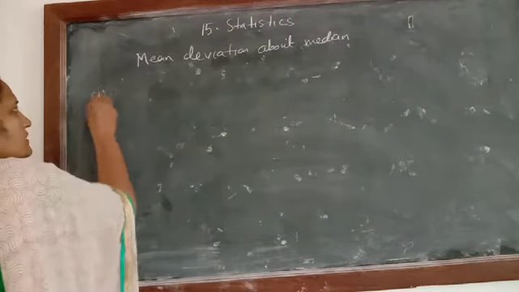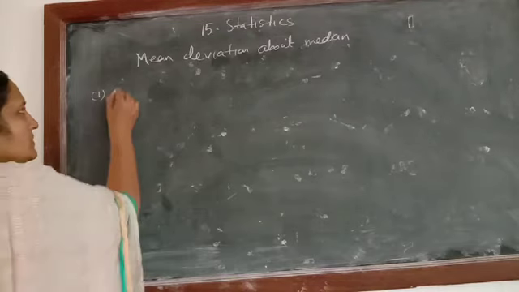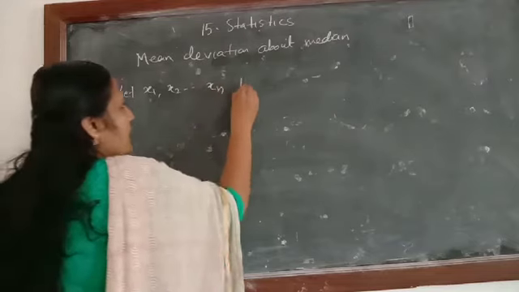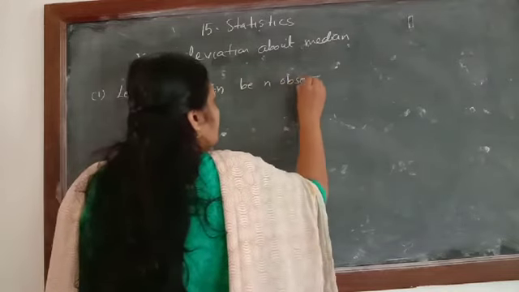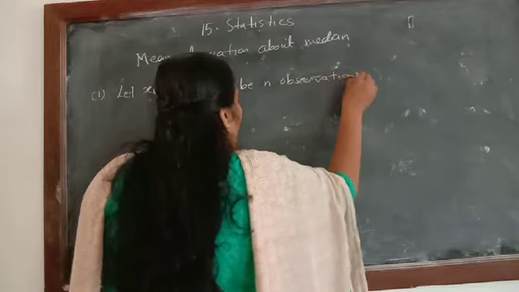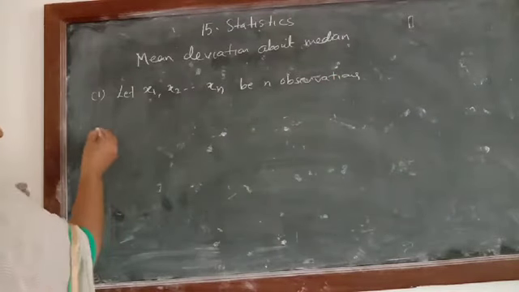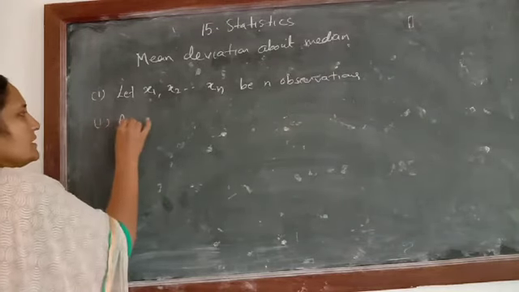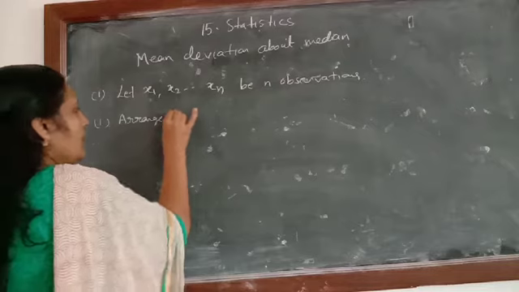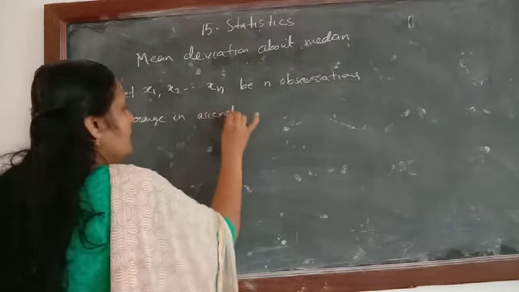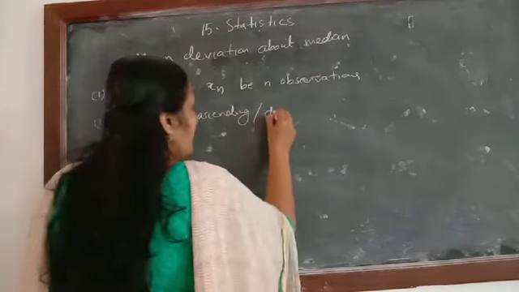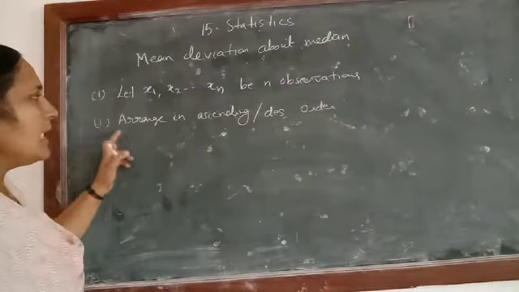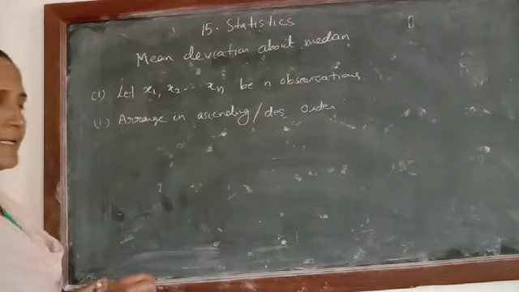First write down the median of n observations. Let x1, x2, etc., xn be n observations. Whenever observations are given, the first condition is to arrange the observations in ascending or descending order. When you get the numbers, first arrange them in ascending or descending order.